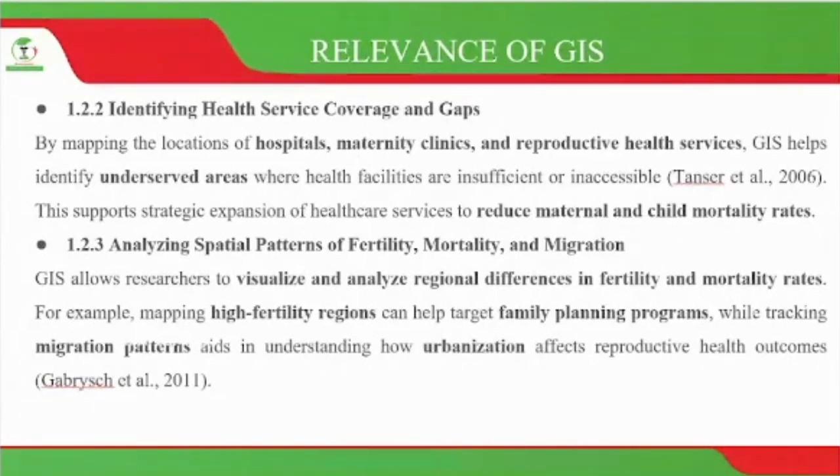But also, we are saying that these tools help us analyze spatial patterns of fertility, mortality, and migration. So geographical information systems, GIS, allow researchers to visualize and analyze regional differences in fertility and mortality rates. These may not only be regional; even for colleagues who are already in employment, you're able to look at your information at a health facility level.